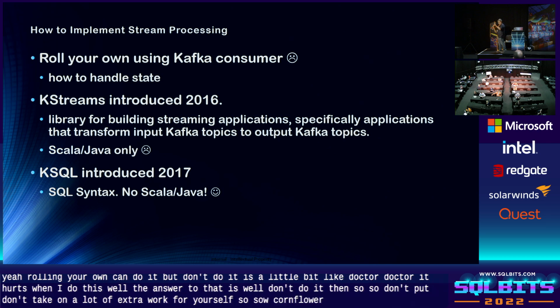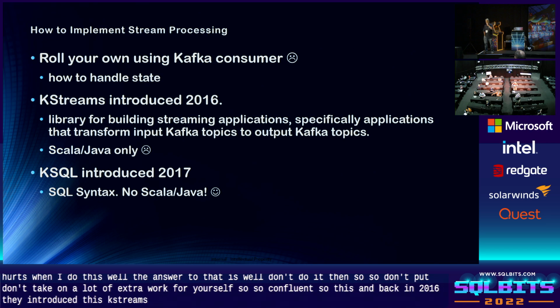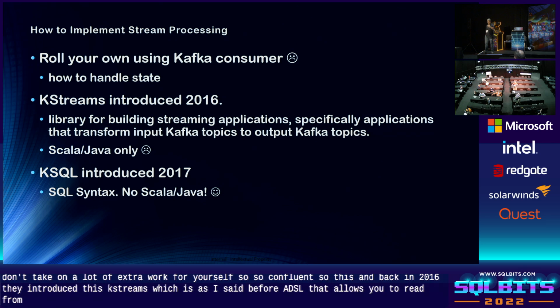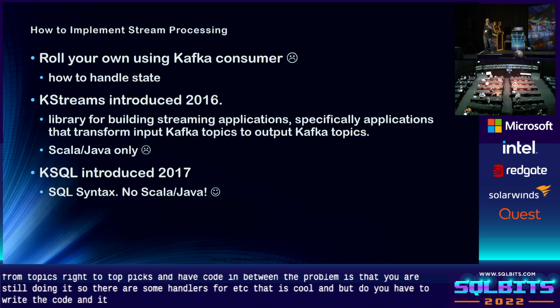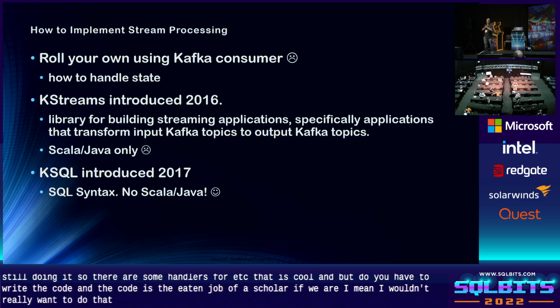So Confluent saw this, and back in 2016 they introduced Kafka Streams, which is, as I said before, a DSL that allows you to read from topics, write to topics, and have code in between. The problem is that there are some handlers for errors, which is cool, but you have to write the code. And the code is either in Java or Scala. I mean, Java and Scala is not bad, I'm not saying that, but I wouldn't really want to do that, me being a .NET dude.